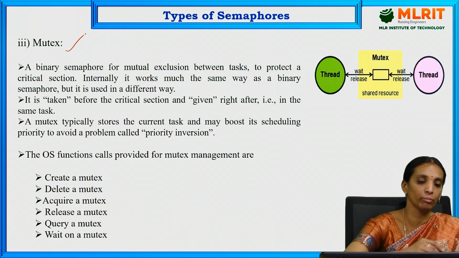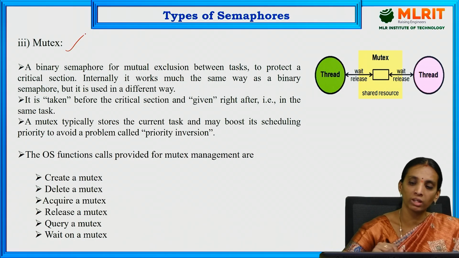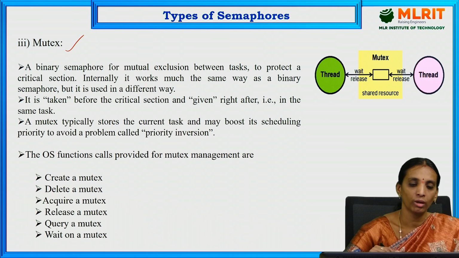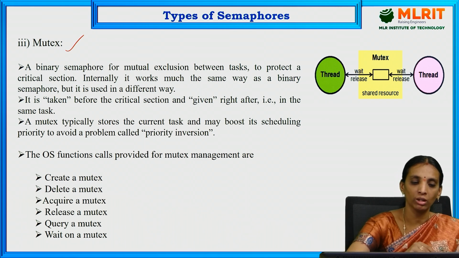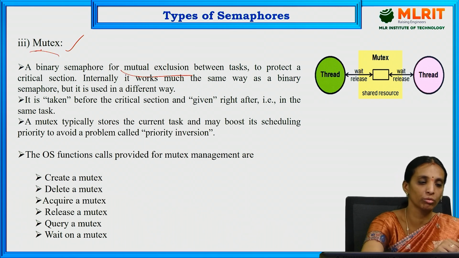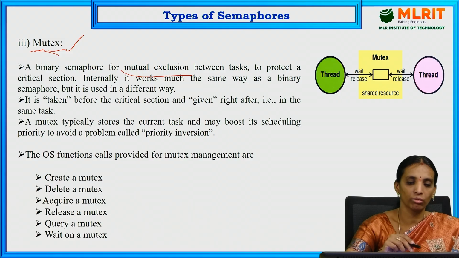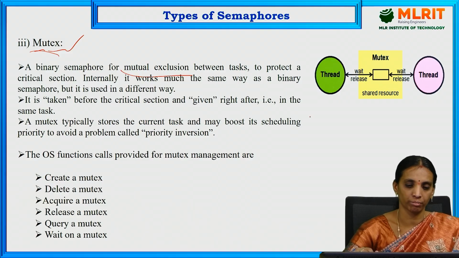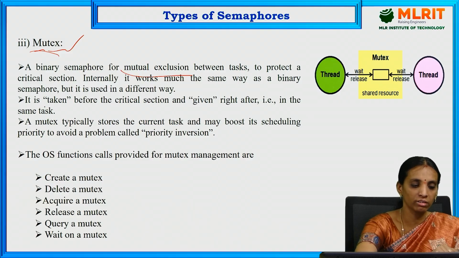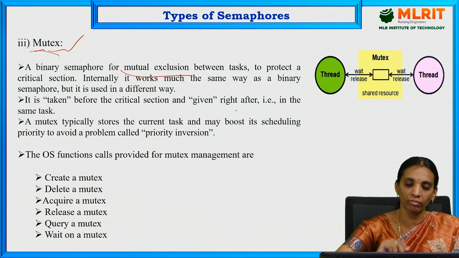Next, the third one is mutex. A mutex is the same as a binary semaphore, but it is used for implementing mutual exclusion. Mutex means mutual exclusion. It is used for protecting the critical section. It is taken before the critical section and given right after.